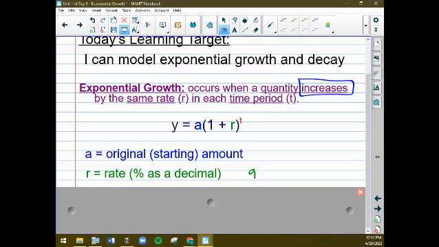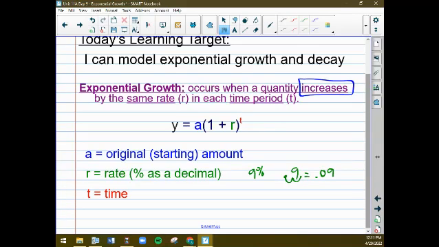So if it was 9%, I would take that decimal and move it 2 places to the left. So that would be 0.09 as a decimal. And then t represents time.